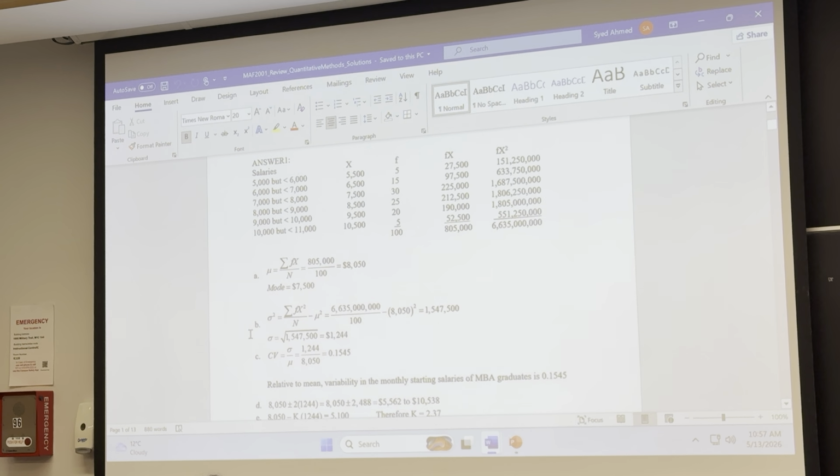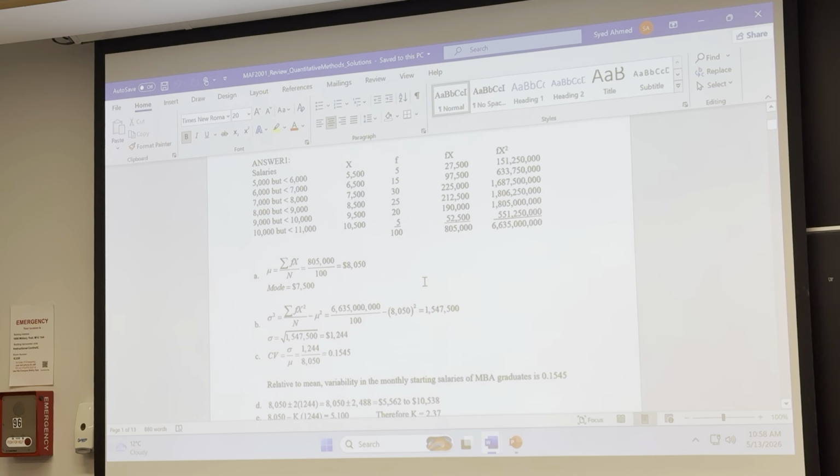So what you do, you forget about this, you just calculate this column. You square each x value and multiply by frequency, okay? So this total over here. And then your variance is simply, it's like here I'm giving you the formula for the variance. Summation fx squared divided by n minus mu squared, okay? So just that, your variances. You are not calculating any deviations. You are not squaring any deviation. Okay? You just have this number divided by 100 minus your 8,050 squared. Okay? And that is 1,547,500.